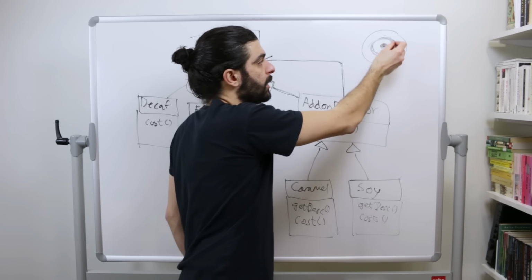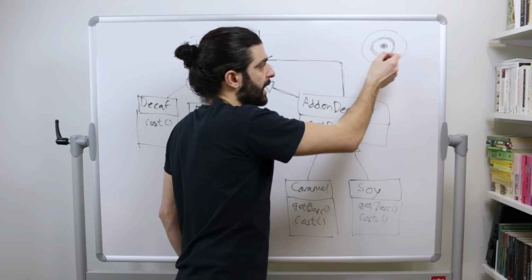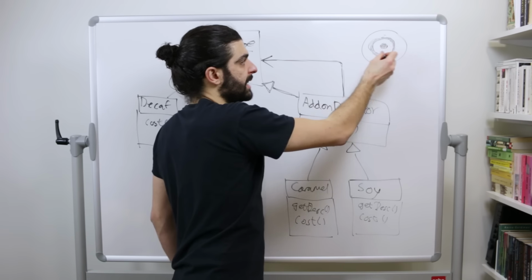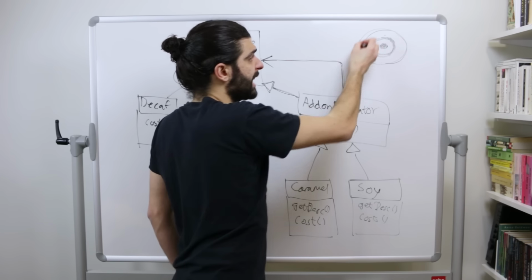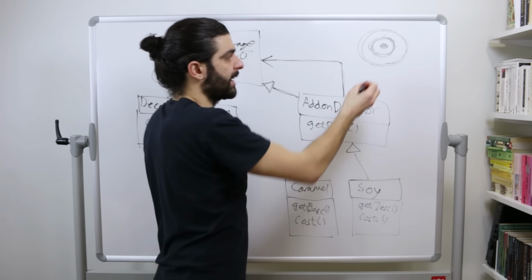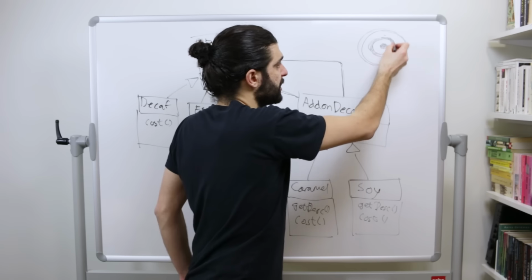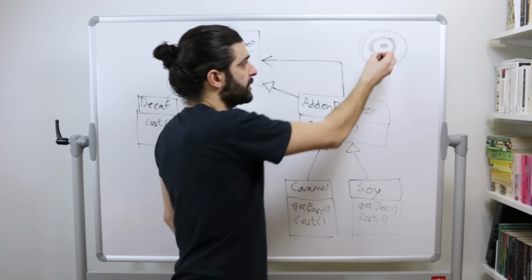And that's what we're trying to denote when we're drawing it outside, as if it were containing this inner object, this beverage. So this thing is an add-on decorator. And this thing is actually an add-on decorator as well. So we have an add-on decorator, as in the type. We have an add-on decorator that wraps another add-on decorator that wraps the beverage.